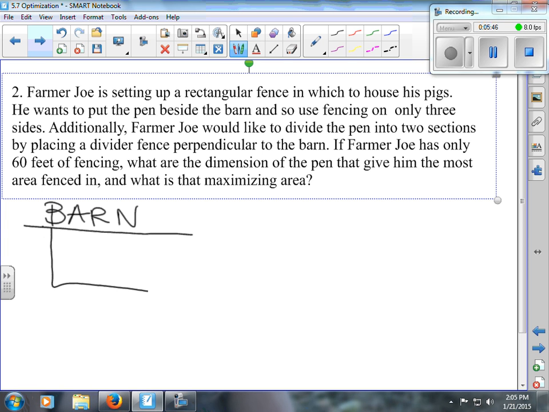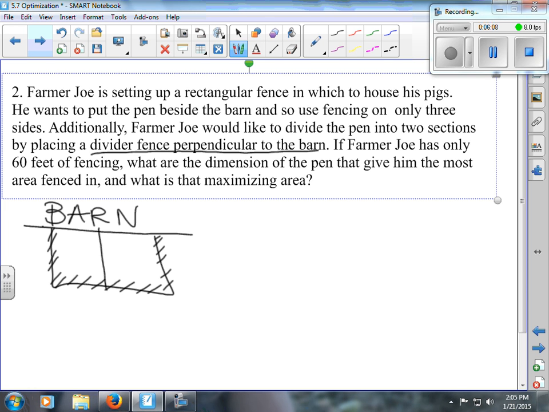And I'm going to put in a rectangular fence. So he's going to do this wisely. I'm going to only have fencing on 3 sides here, so one side of the barn itself will provide enclosure. Then I need to put a divider fence perpendicular to the barn.